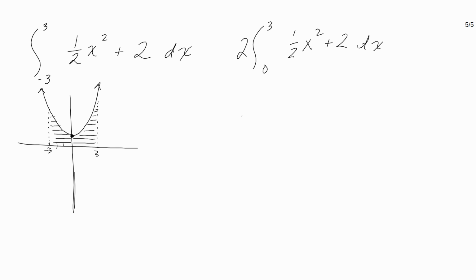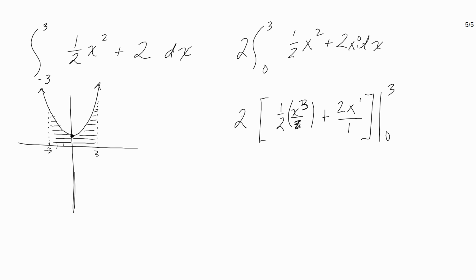That's going to be 2, and I'm just going to go ahead and write this in brackets. And that's going to be 1 half times x squared over what? 3? X cubed over 3, plus, that's x to the 0, so that's going to be 2x to the 1 over 1, evaluated at 0 and 3. And this is going to come out to be x cubed over what? 6?